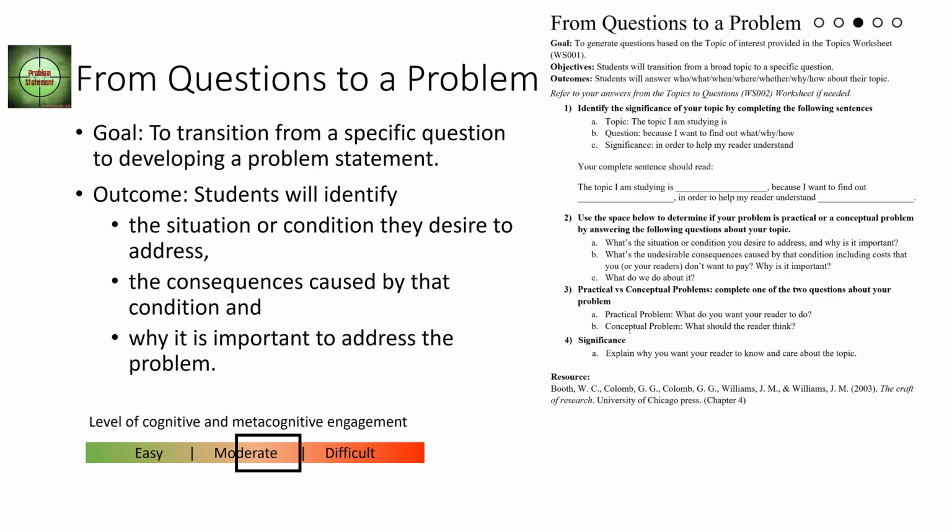The goal of the third worksheet, entitled From Questions to a Problem, is to transition from a specific question to developing a problem statement. Upon completing this worksheet, students will identify the situation or condition they desire to address, the consequences caused by that condition, and why it is important to address the problem.